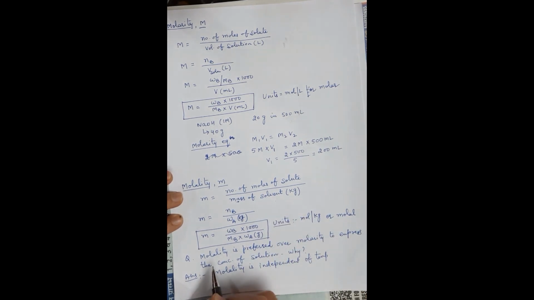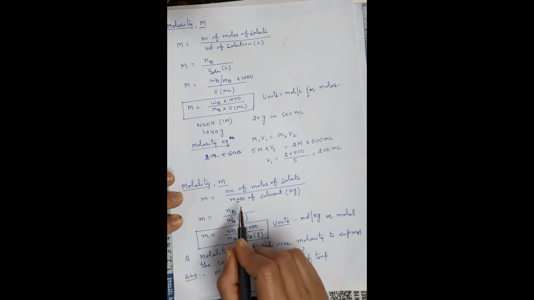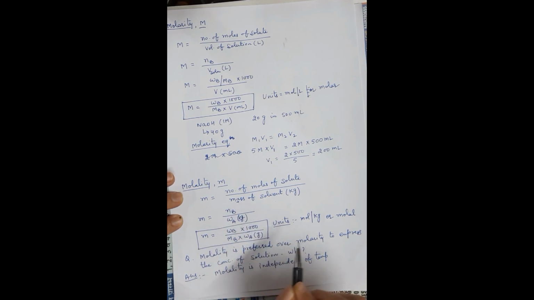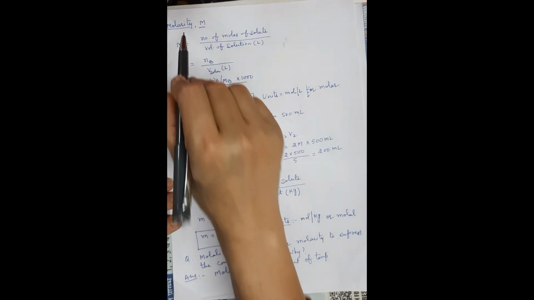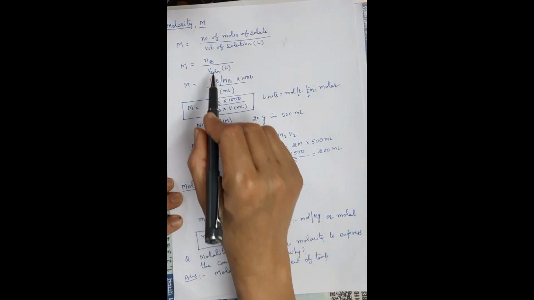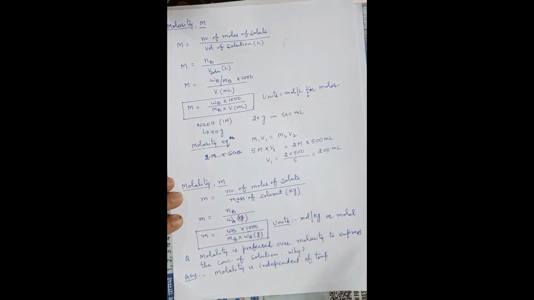And you know, this is an important question. When I say molality is preferred over molarity, because molality is independent of temperature, because it involves only the mass, and mass doesn't change with the change in temperature. Whereas in case of molarity, volume is there which changes with the change in temperature.